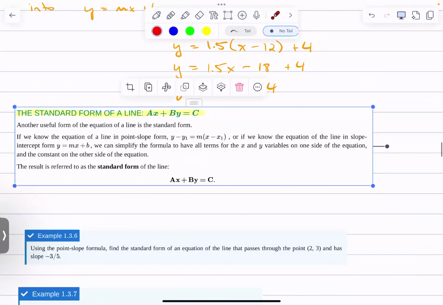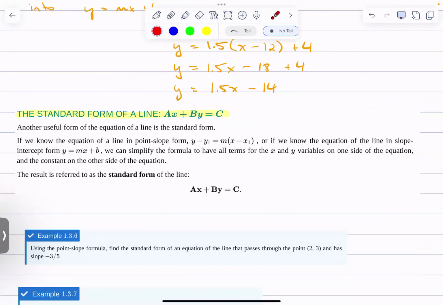The standard form of a line looks like this: Ax plus By is equal to C. What's the difference here? What happened? I've got A and B and C, which are all just numbers.